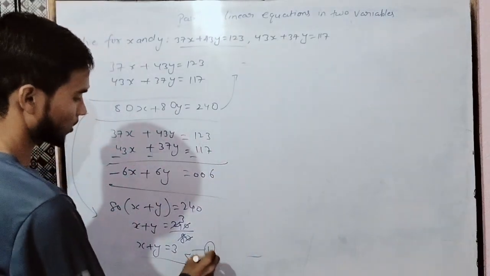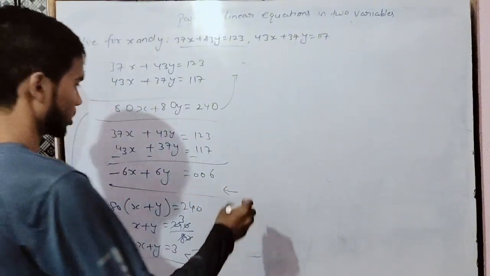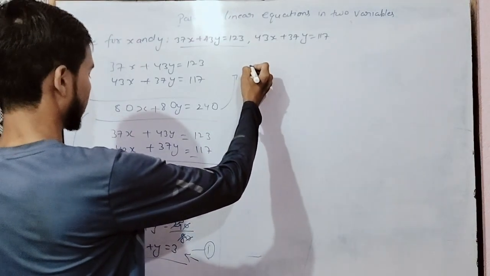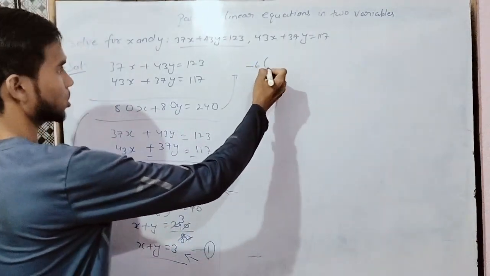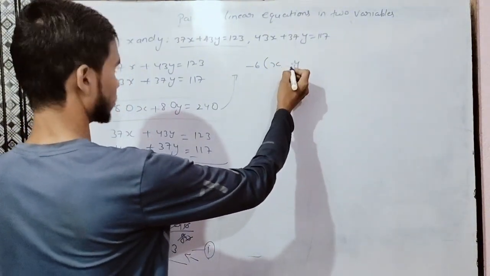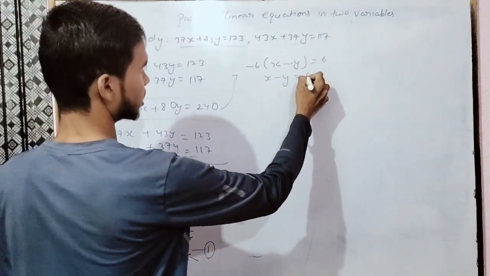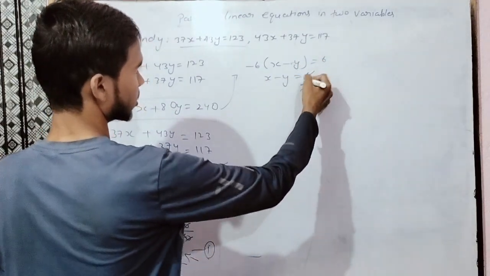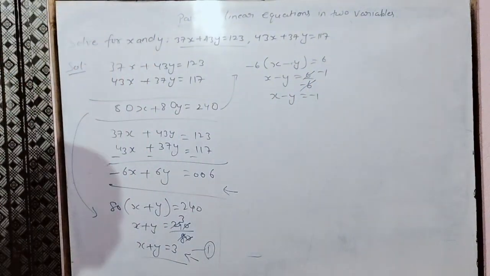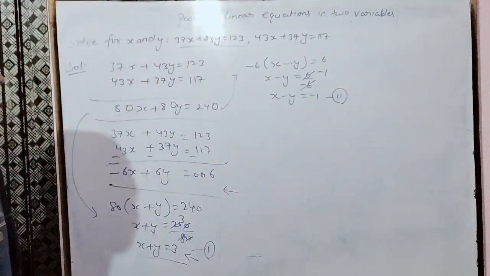Okay. Now we can say this is the first equation. Next, in this equation we can take 6 common. So can we say 6 minus 6, okay? So here x plus y, otherwise minus, is equal to 6. So x minus y, 6 upon minus 6. So here is how much? Minus 1. So this is the second equation. From here we can get x and y.